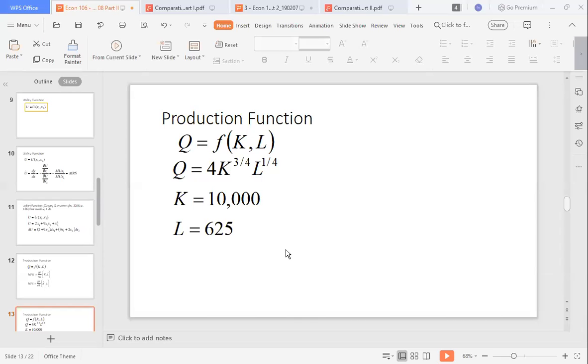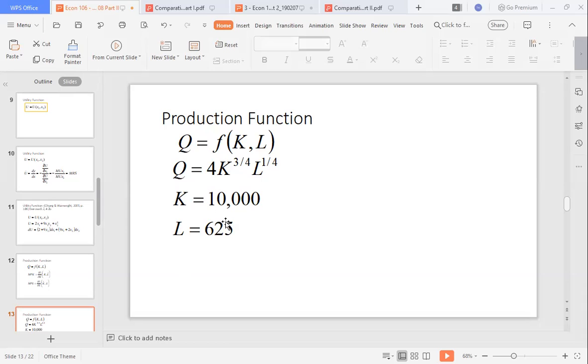Okay, now I'm sharing again my file here. So supposing, class, we now have again a production function which is Q = 4K^(3/4) L^(1/4). Again, when you look at the coefficients, class, you're now considering a Cobb-Douglas production function. We also noted that K there is 10,000 and L is 625.